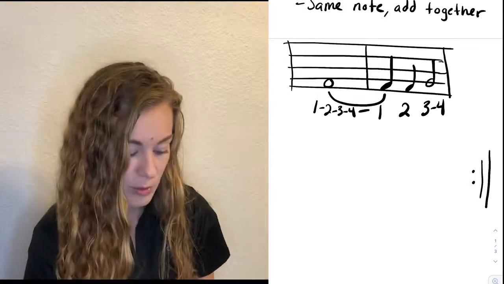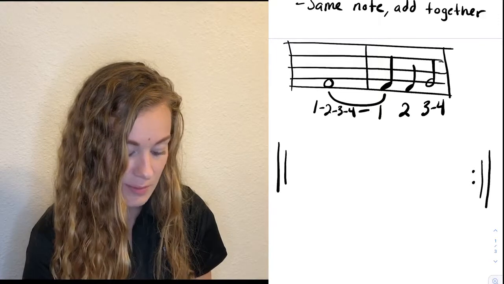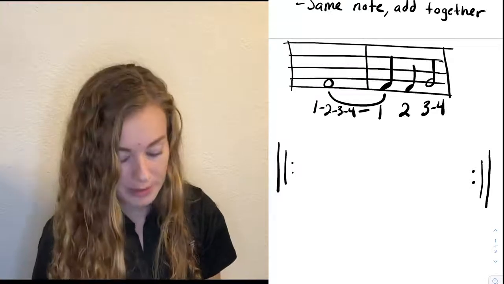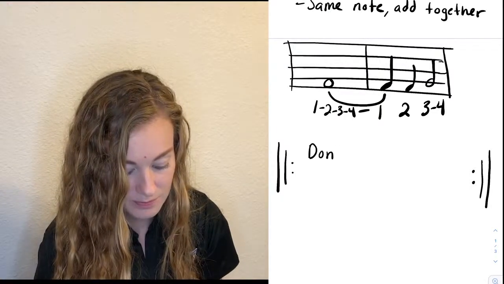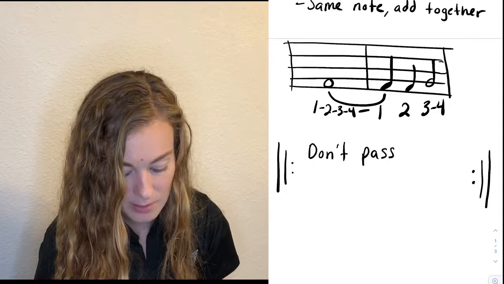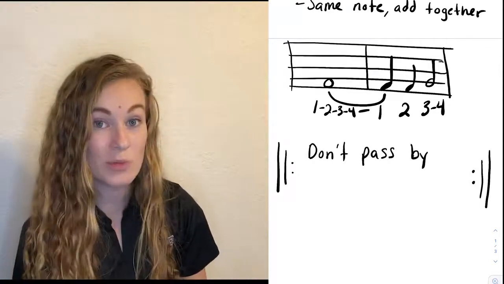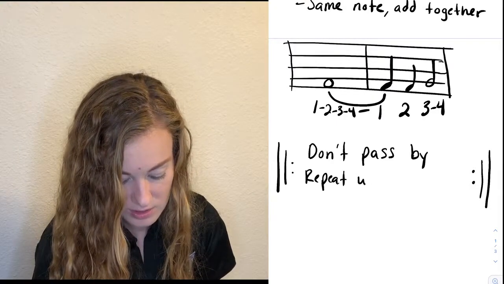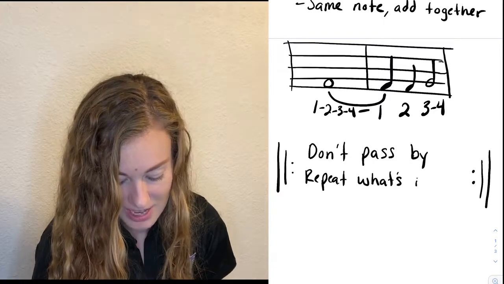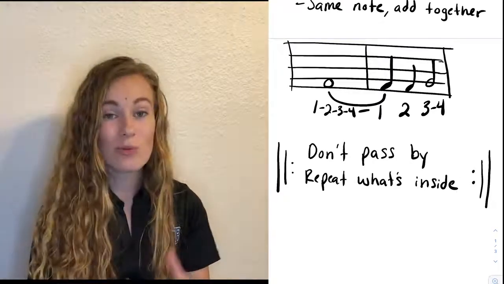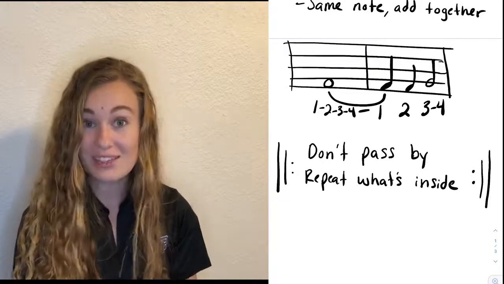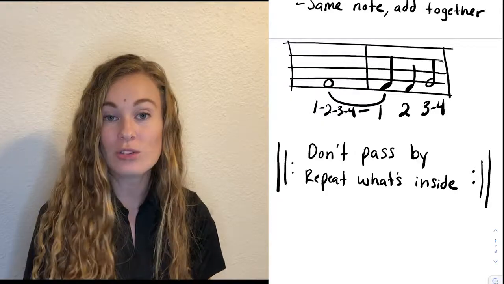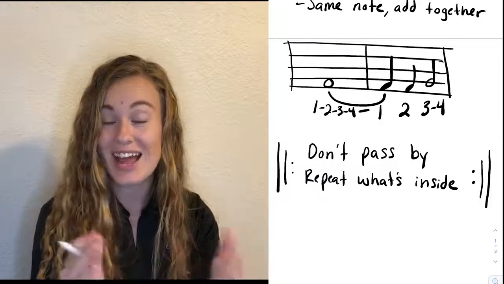So let's go ahead, if we were to have another set of repeat signs, they would be flipped. So the little dots would be on the inside, just like this. And what I like to use to remember is gonna be don't pass by. Don't pass them by, the repeat signs. We're going to repeat what's inside. So that's only if we have both of these sets of repeat signs. So again, don't pass by these repeat signs. You're going to repeat all of the notes that are in between, inside of those repeat signs.